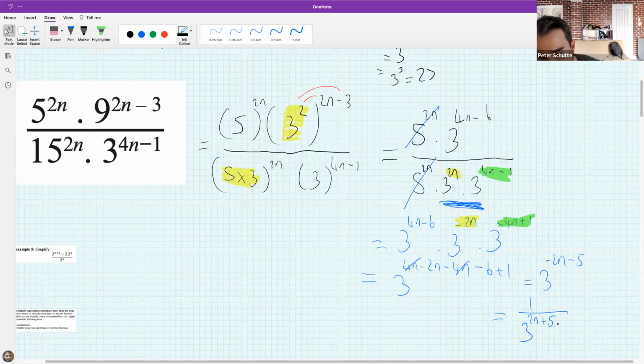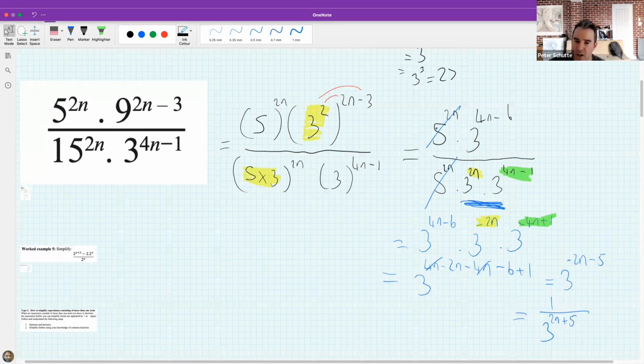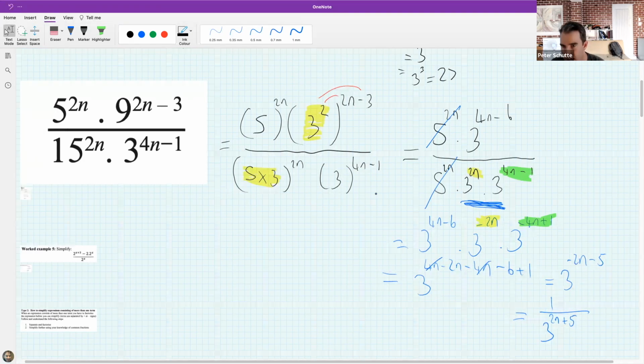Does that make sense? You don't absolutely have to, but normally the questions say, leave your expression with a positive exponent. And that's the way I'd change it from negative to positive. Okay. Yes, I do understand. Perfect. Thank you. All right.